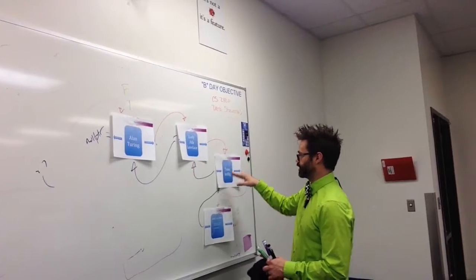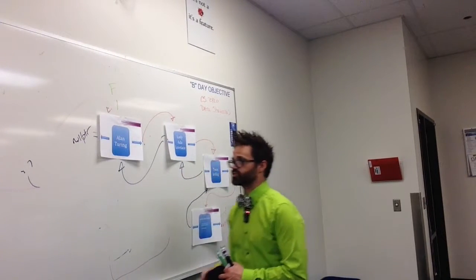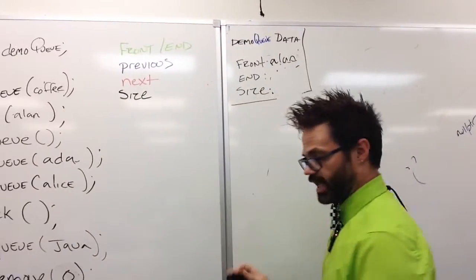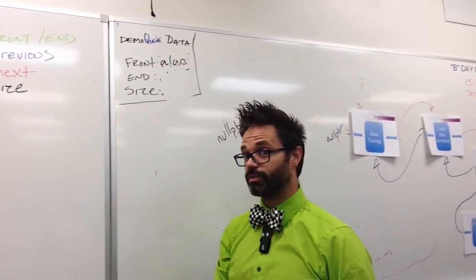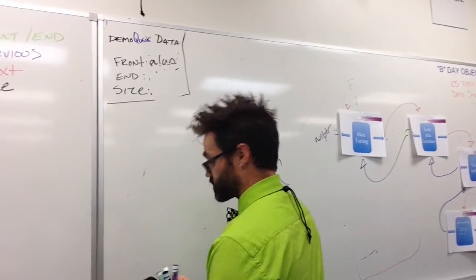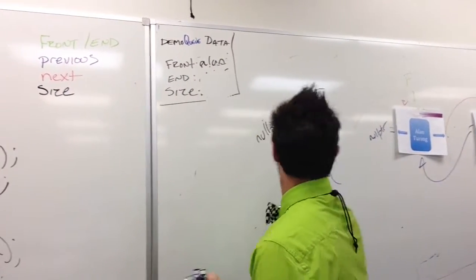So I now have this information right here. I take my size 3, add 1 to it. My size goes to 4, so I adjust both my end and my size. Notice that when I enqueue, I only adjust the end pointer, and I always adjust the size up.